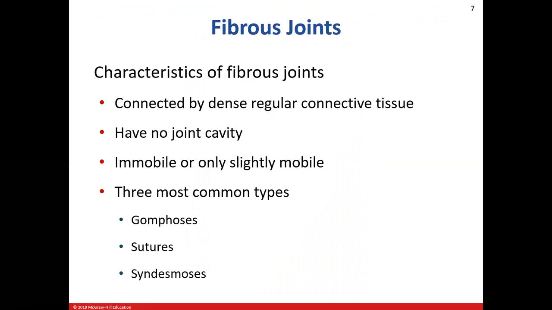So let's look at a few characteristics of the fibrous type joints. Again, we said these are connected by a dense, regular connective tissue, so some sort of fibrous tissue. They do not have a joint cavity, okay? And again, when we look at their movements, these can either be immovable, so they can be synarthrotic, or they can have slight movement, which means they can be amphiarthrotic. The three most common types of fibrous joints are going to be a gomphosis, a suture, and a syndesmosis. And we'll talk about those three coming up.